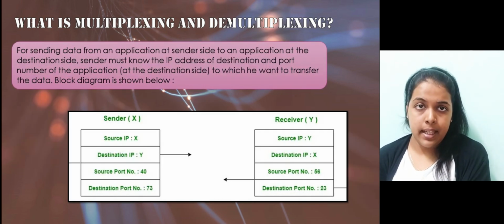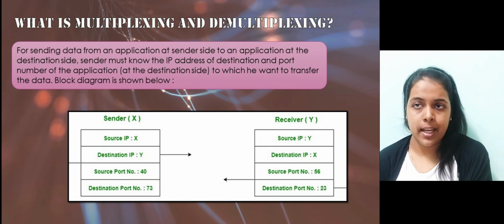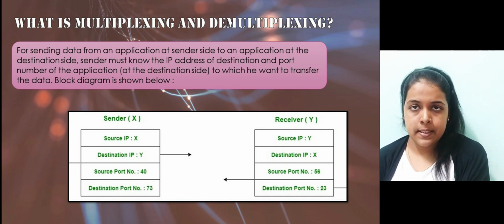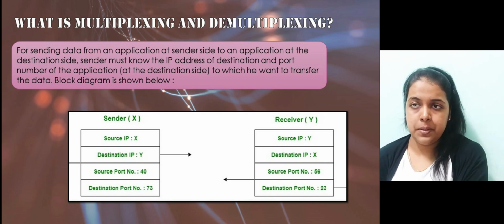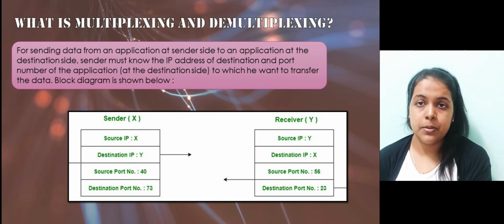Then for sending data from an application at the sender side to an application at the destination side, the sender must know the IP address of the destination and the port number of the application to which we want to transfer the data. A block diagram is shown below, with the sender sending to the receiver and the receiver to the sender.